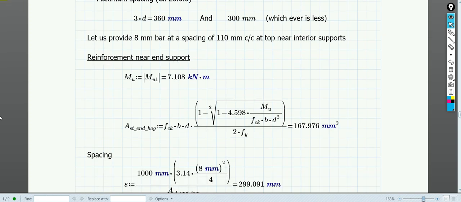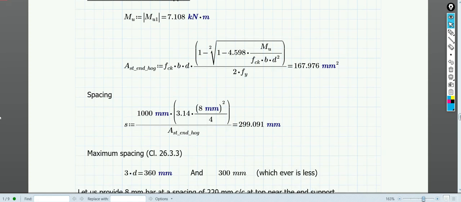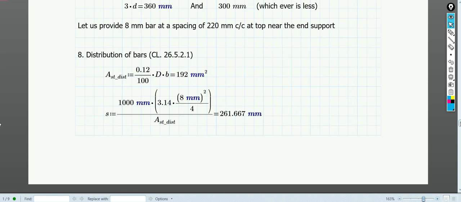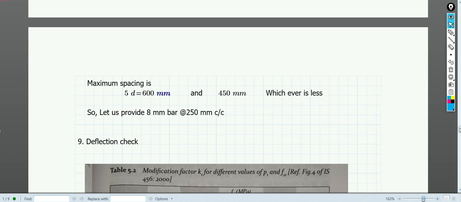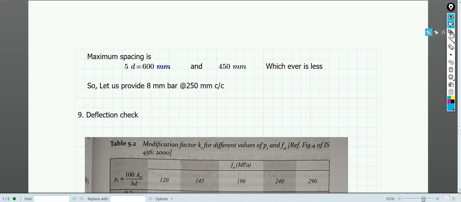Near the end support you can see a very small amount of moment is there, because it is not fixed and is only supported over the wall. Taking care of this moment, we can provide the bar at 27%. The distribution bar I have already discussed with you, that is around 0.12%, and that comes out as around 8 mm bar at 250 mm center to center. Okay, this is what we got.